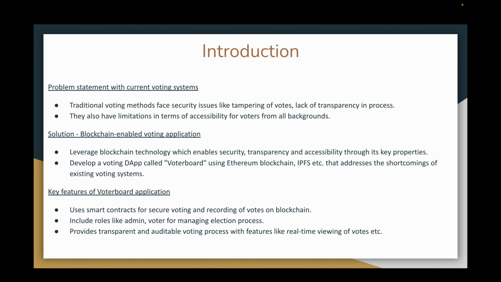So, let's start with the introduction. The problem with current voting systems is that there is the possibility of tampering of votes and henceforth a lack of transparency. The advantage of using a blockchain enabled voting application is that it improves security, ensures transparency, and also makes the system more accessible.